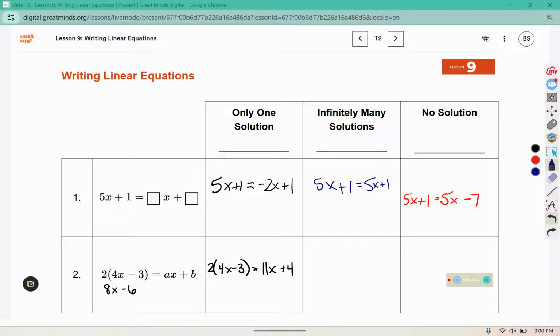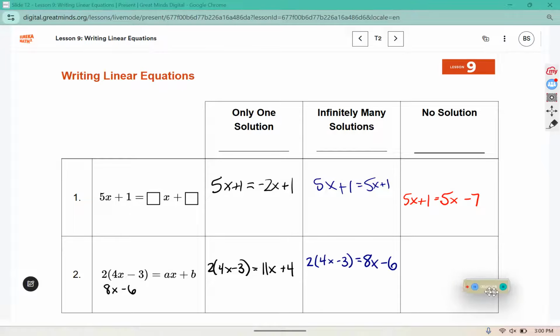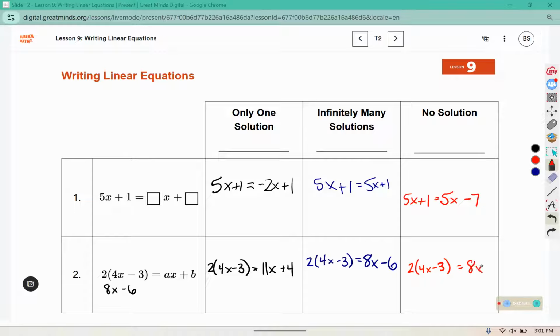For infinitely many solutions, everything has to match. So we'll keep the left side as it was originally. And then the right side will need to say 8x and -6. For no solution, the variable term matches, but the number term does not.